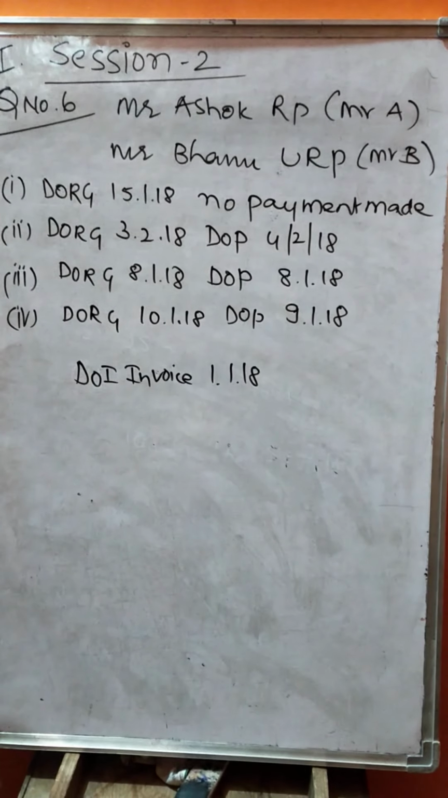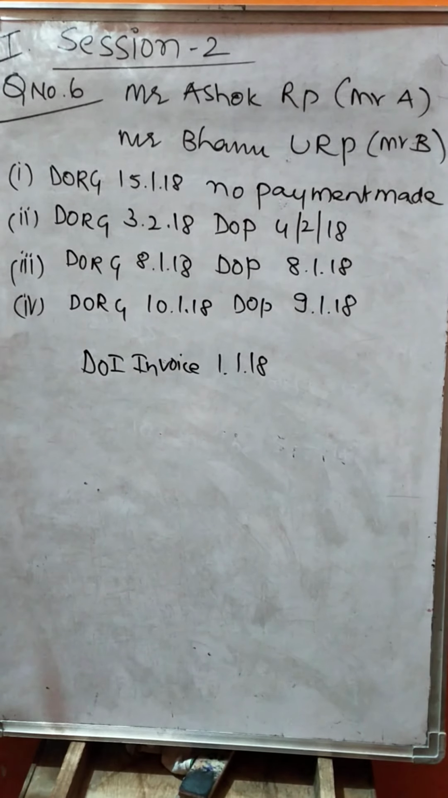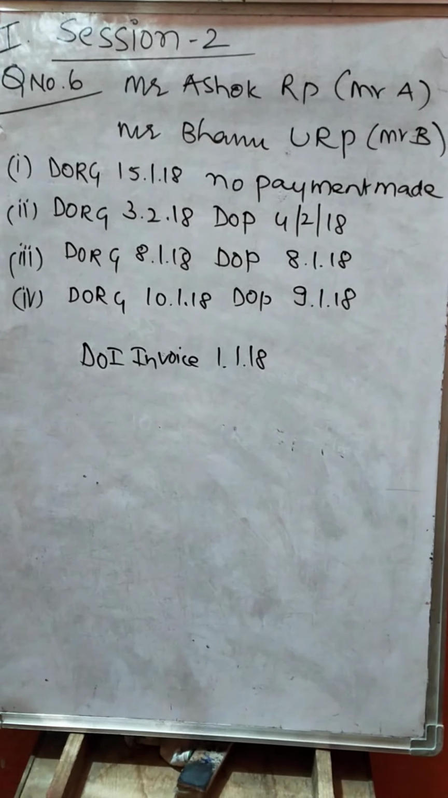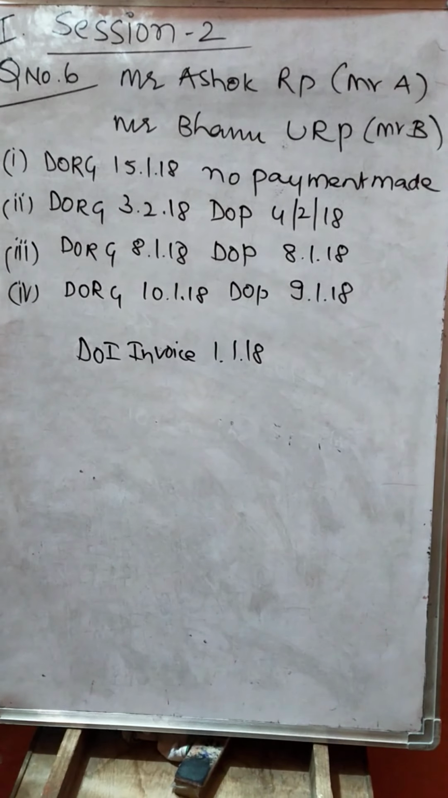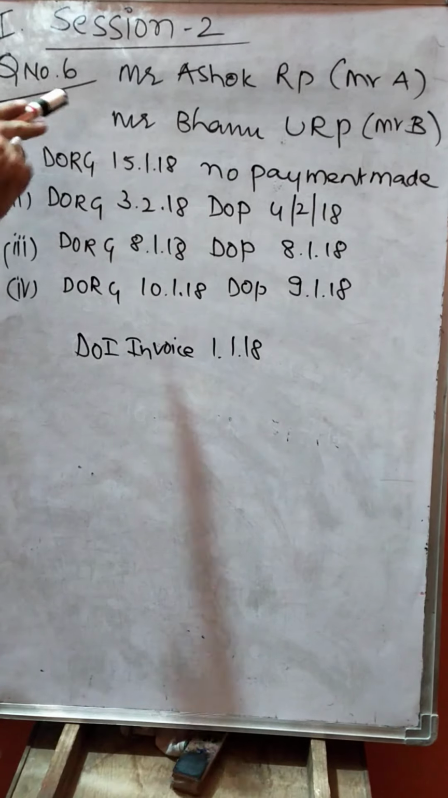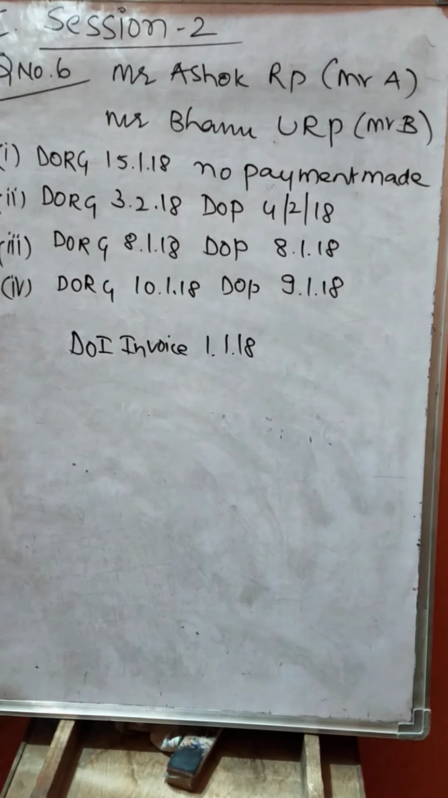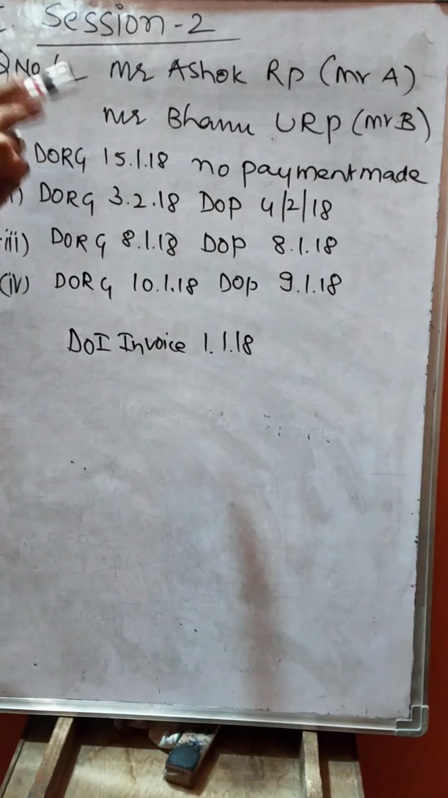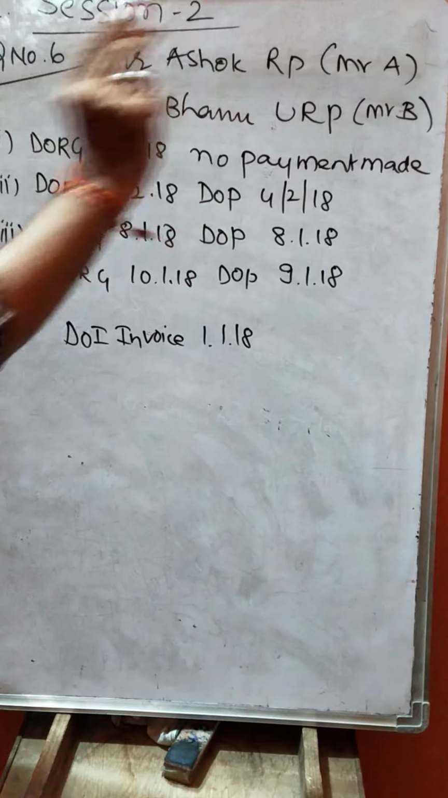Look at the question number 6. A small correction. Previous question we had written it as question number 4. That is actually question number 5. This is question number 6. Question number 5 and 6 on reverse charge. So question number 6. Mr. Ashok is a registered person. For our easy convenience, we take it as Mr. A. Mr. Bhanu is unregistered person. So we can take it as Mr. B.